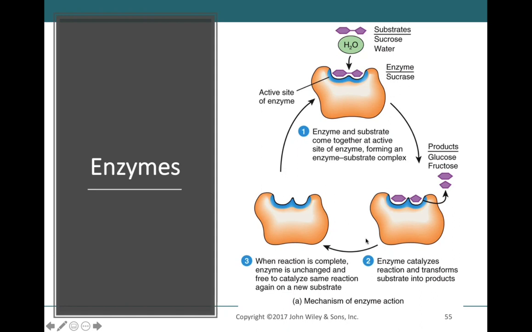So this picture is nice. It shows this very, very simplified version of how an enzyme is going to take its substrate, break it down, and then spit those parts out, and then it's going to be available for new substrates. So this is the overall view of an enzyme.